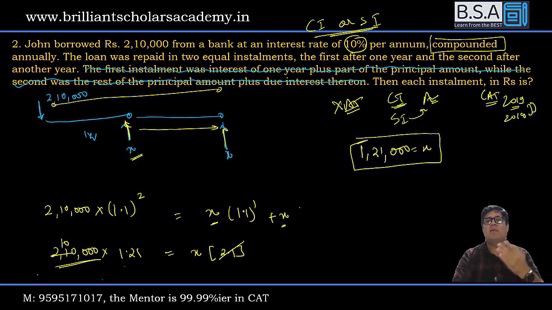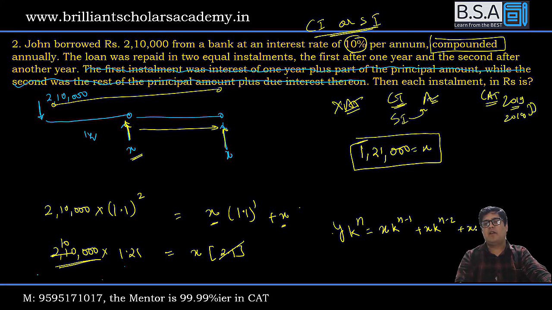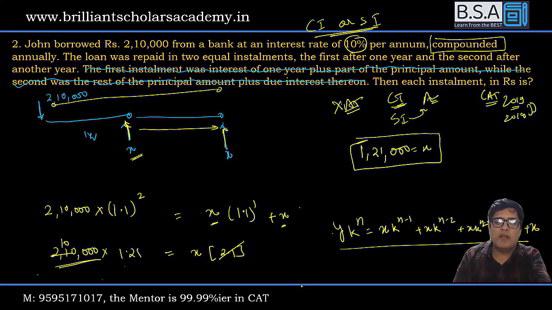The general formula would be, if y is the loan, y into k to the power n is equal to x into k to the power n minus 1, x into k to the power n minus 2, x into k to the power n minus 3, goes on, goes on, last value is x. Generally, if you want to create a formula representation, this is what you will have to achieve.